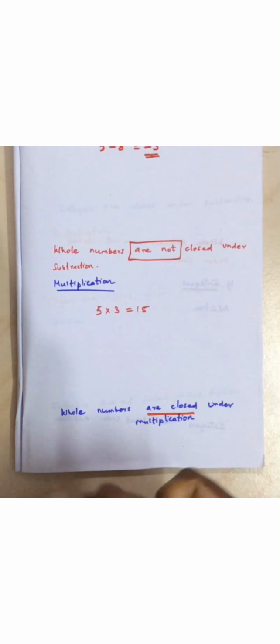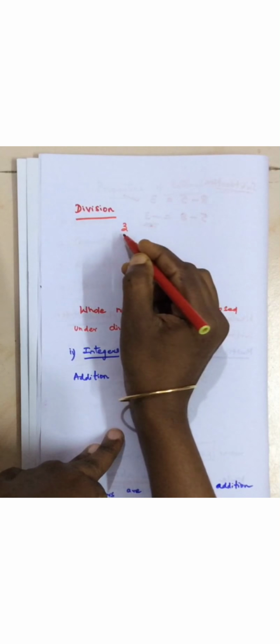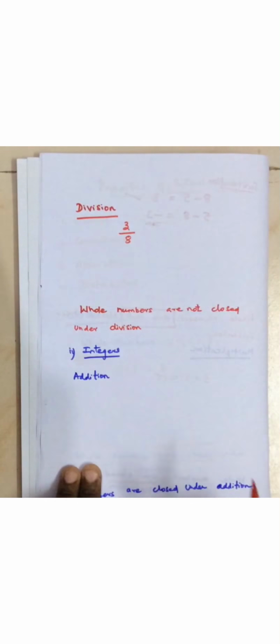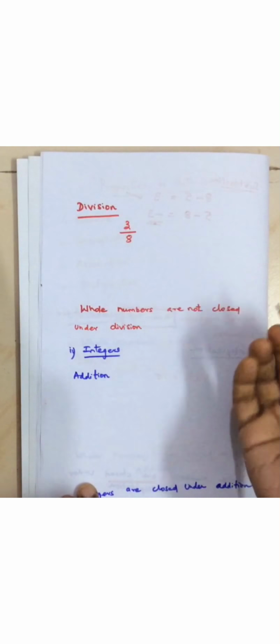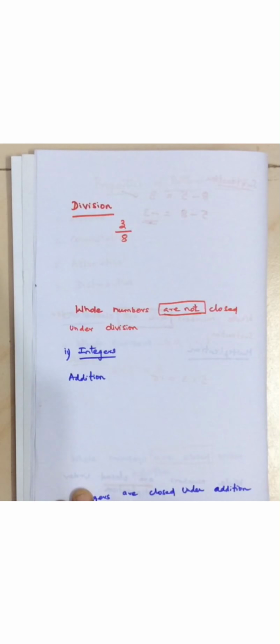The last thing we are going to see is division. In division, suppose you take 3, which is a whole number. If you divide it by 8, the answer is not a whole number. It gives a rational number. So whole numbers are not closed under division.